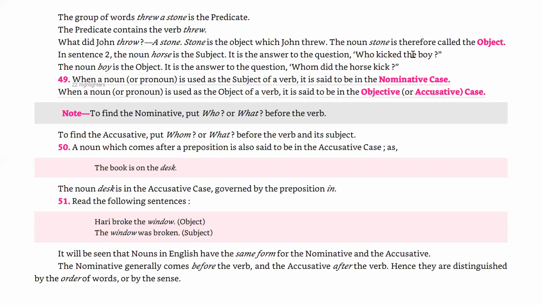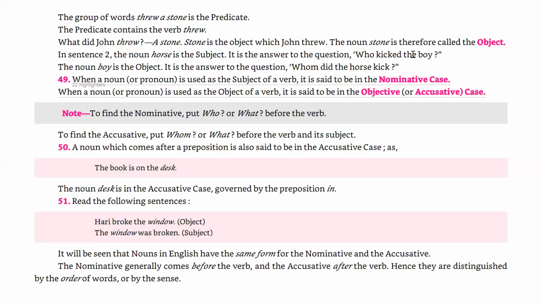Similarly, in the second sentence, if you ask the question, who kicked the boy? The answer would be horse. But then if I ask the question, whom did the horse kick? The answer would be the boy.